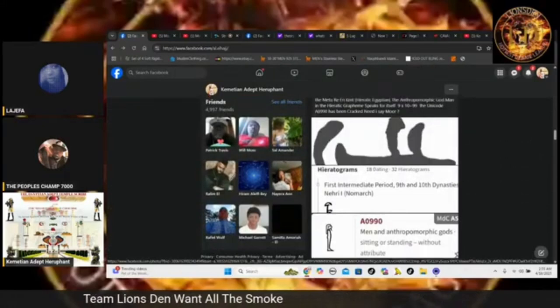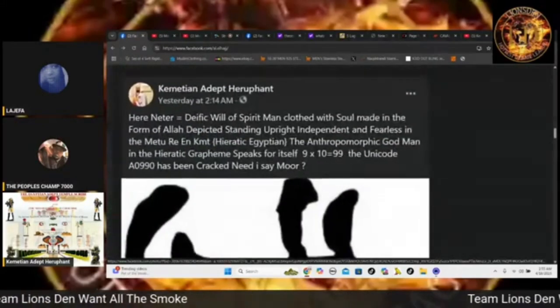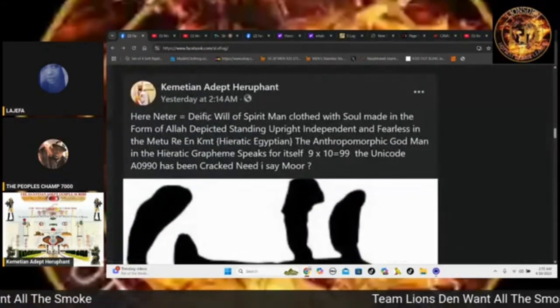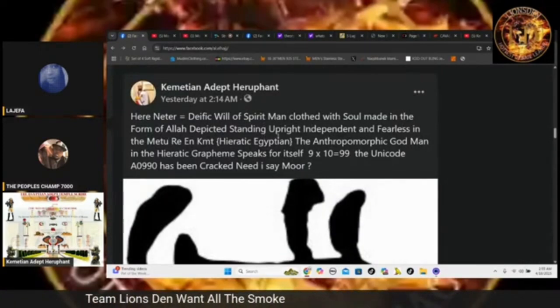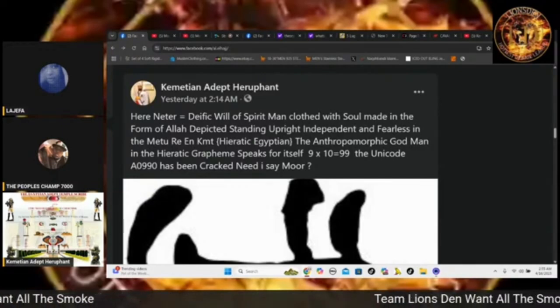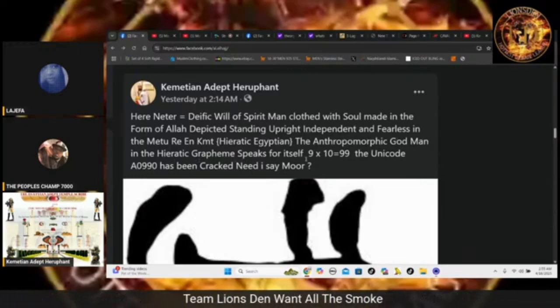It gets deeper. This right here, I say here, neter equals deific will. The will of spirit, man clothed with soul, made in the form of Allah, depicted standing upright, independent, and fearless in the Metal Ray and Kemet, hieratic Egyptian. The anthropomorphic God, man, in hieratic grapheme speaks for itself.